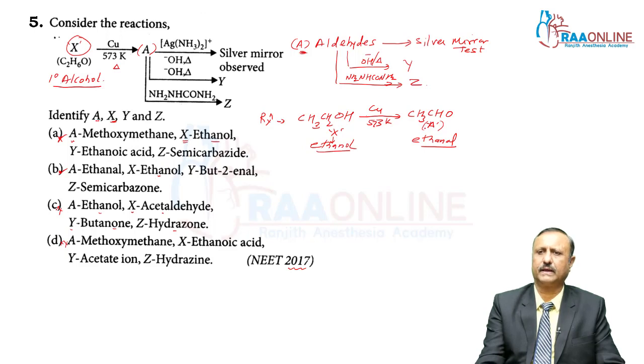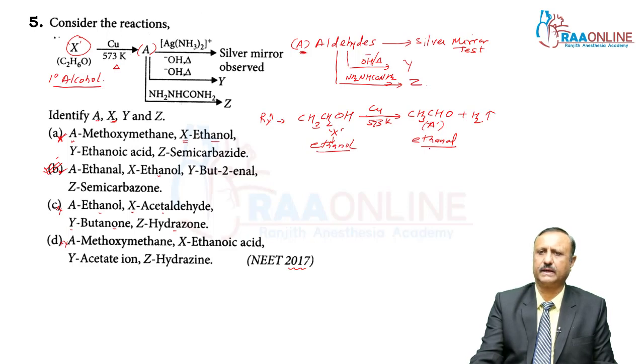Now we can see here A is ethanol. Here in A you get methoxymethane, so it is not the answer. So you can see B is the correct answer for your question. Now, my dear students, this answer is obtained from this reaction, because here H2 hydrogen is evolved.